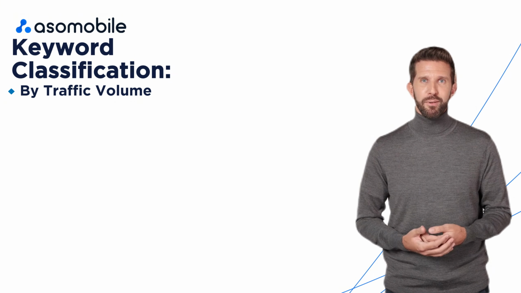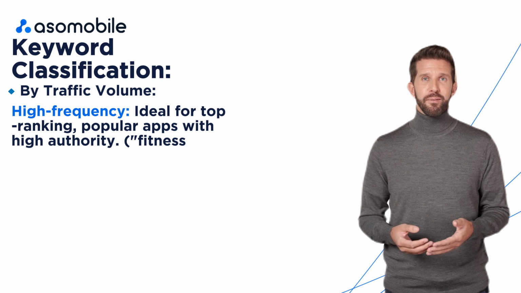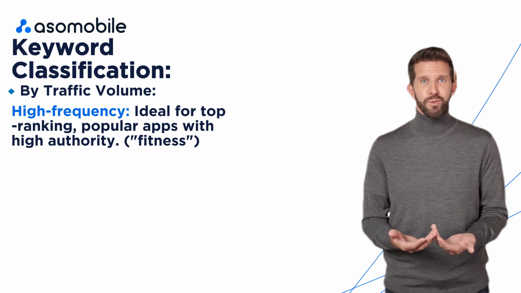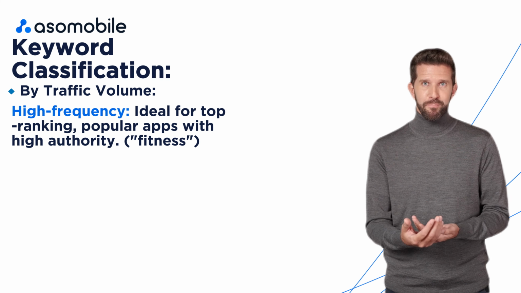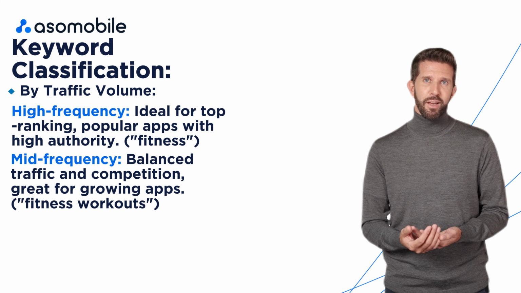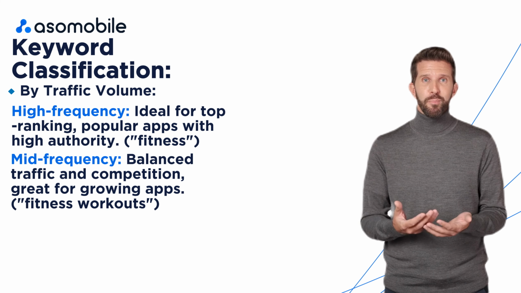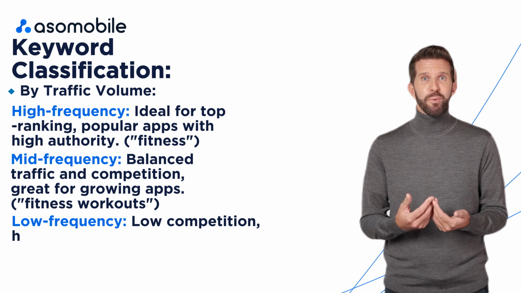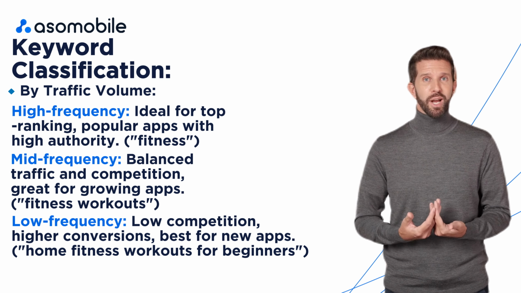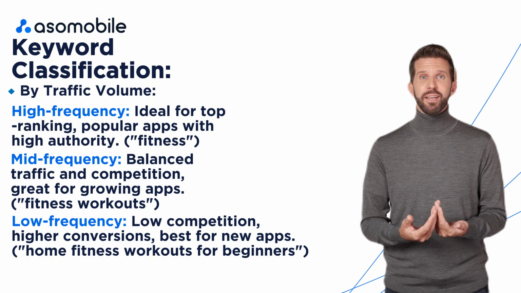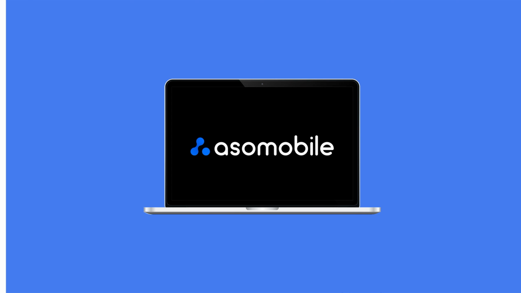3. By traffic volume. High frequency, best for very popular apps with strong rankings and high authority. Mid-frequency, balanced in traffic and competition, suitable for growing apps. Low frequency, great for new apps since they have lower competition and can improve conversion rates.